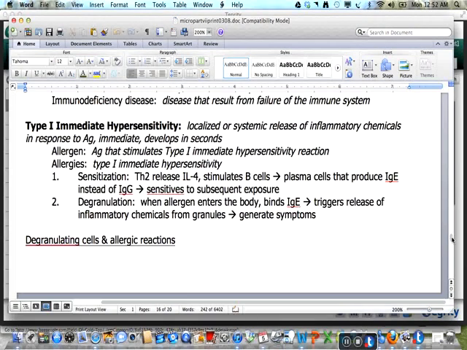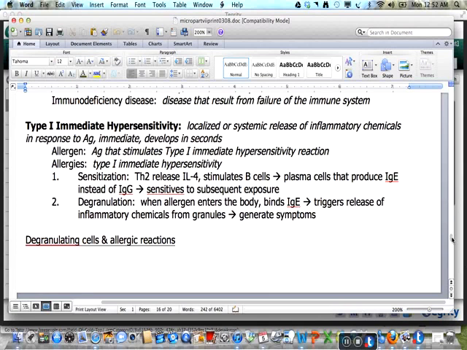The type 1 immediate hypersensitivity involves the localized or systemic release of inflammatory chemicals in response to the antigen. The response is immediate and develops in seconds. The allergen is the antigen that stimulates the type 1 immediate hypersensitivity reaction, and allergies are the resulting immune response.